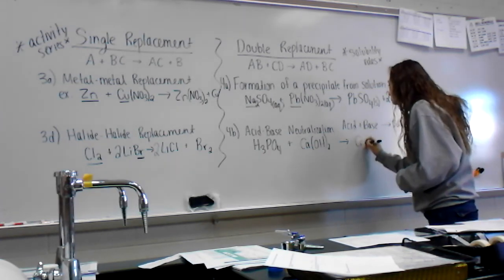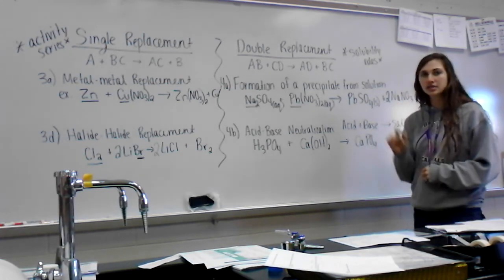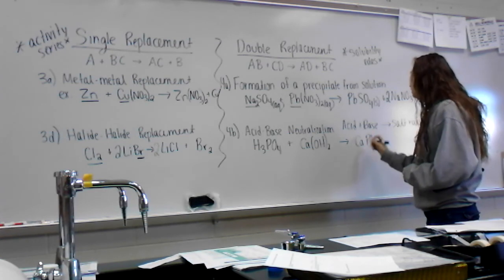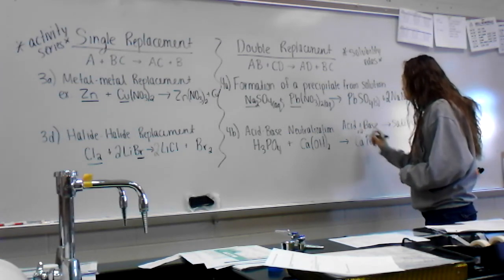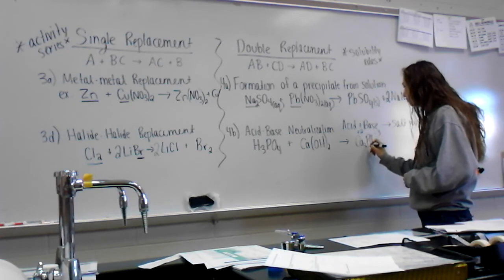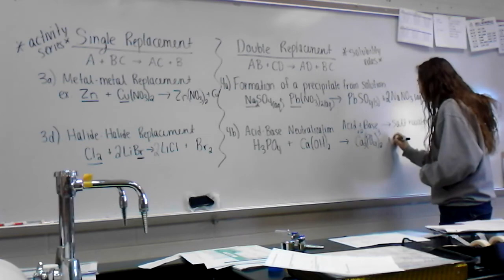So I have calcium and phosphate. Now we need to crisscross our charges in order to create a neutral compound. All right, so calcium has a +2 charge, phosphate has a -3 charge, so we're going to end up with Ca3PO4 plus water.